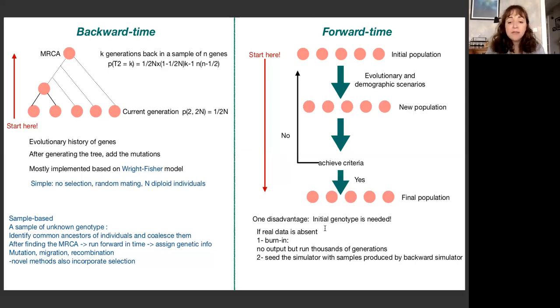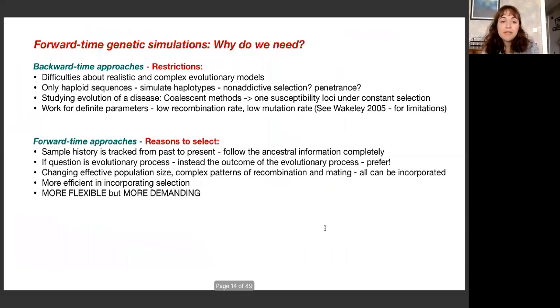But the disadvantage is that in forward time simulators, you need an initial genotype. To use as initial genotype, if the real data is absent, you can just run a burn-in period. In the simulator, without generating any output, you run the simulation for thousands of generations to reach a constant state of selection-mutation balance. Another approach can be seeding the simulator with samples that you produce by a backward simulator. This is one of the pitfalls of forward time genetic simulators.